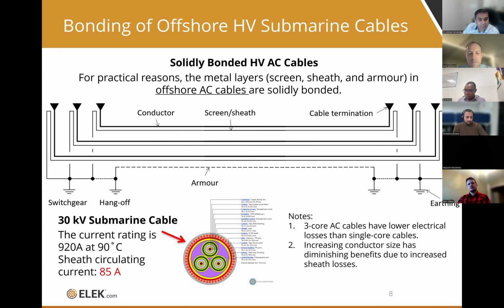And the flow of such circulating currents results in a derating of the three-core cable. But in general, three-core cables have lower electrical losses than single-core cables. That's one reason why they're predominantly used in submarine applications.